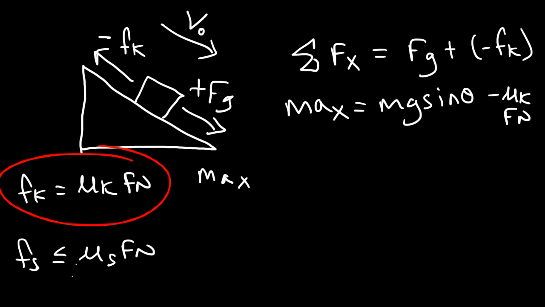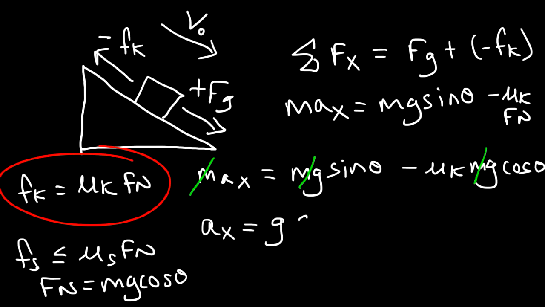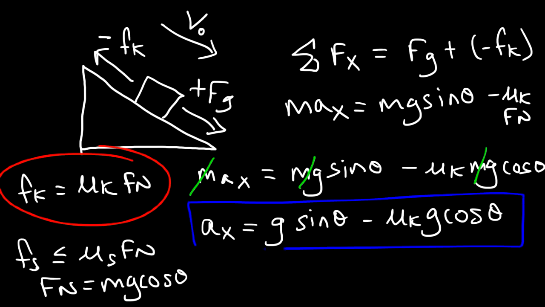Now we know the normal force, as we mentioned before, is mg cosine theta. So therefore ma is equal to mg sine theta minus mu k times mg cosine theta. So once again, we could cancel the mass in this problem. So when dealing with friction on an inclined plane, the acceleration is going to be g sine theta minus mu k g cosine theta. And so this is the formula that you want to use.